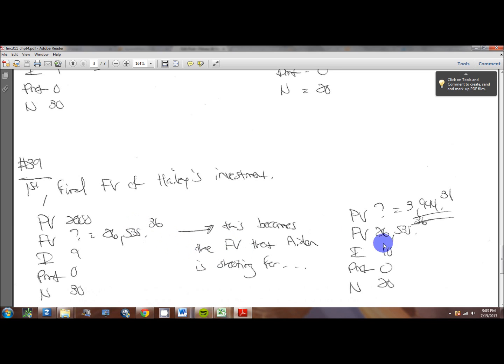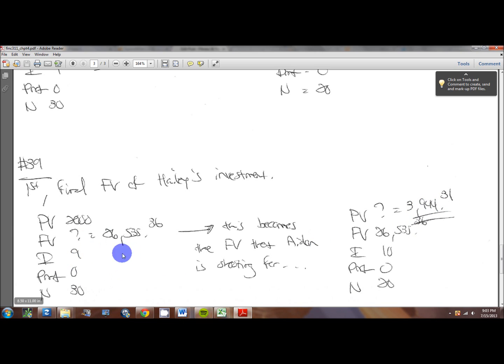Obviously he is faced with a different scenario in that he has a shorter time horizon of only 20 years, and the interest rate is going to be 10% for Aiden. So to achieve her future value of $26,535.36, he has to invest $3,944.31.